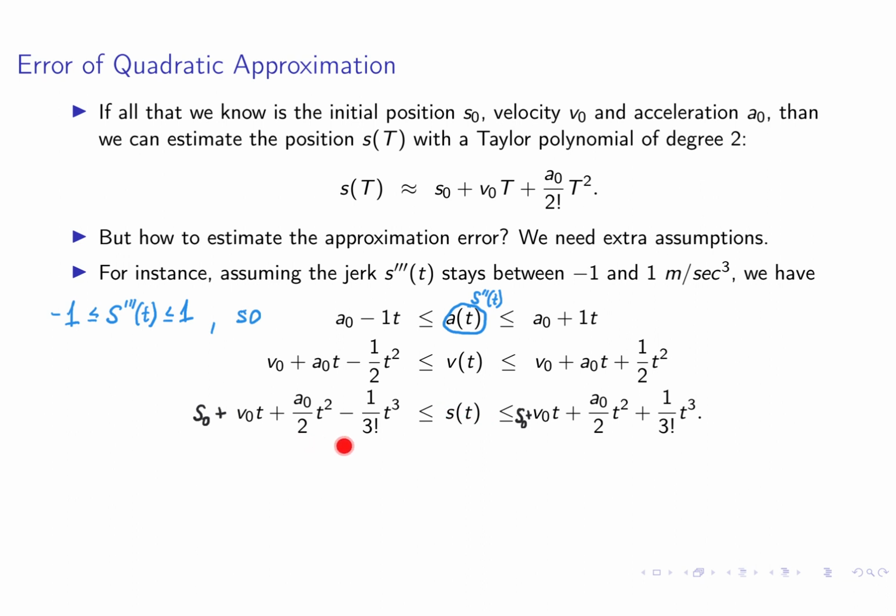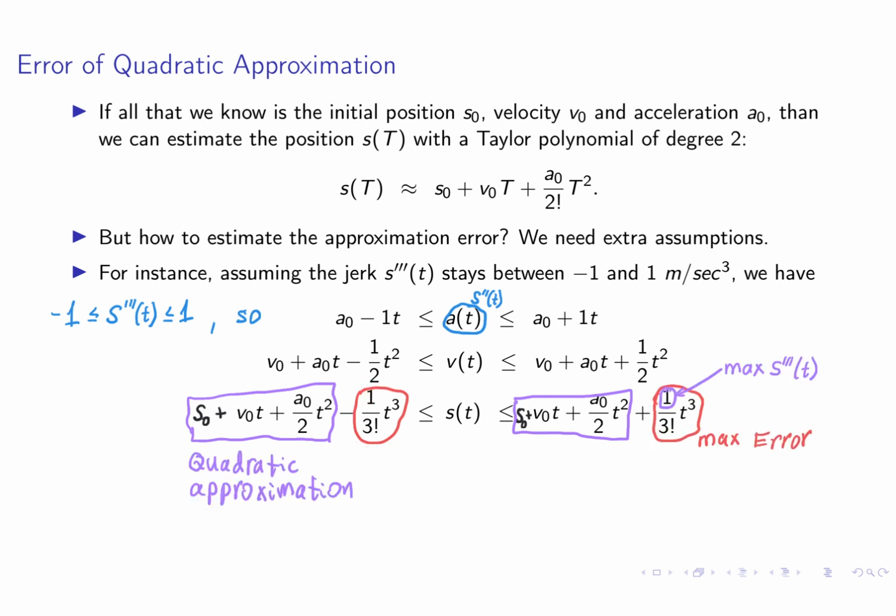So the position is bounded between two cubic expressions. The two cubic expressions differ only in the cubic term. The sum of the first three terms, this quadratic polynomial, is the same both at the left and at the right. That's the quadratic approximation for our true position s of t. And the cubic terms reveal the maximal error of such approximation.